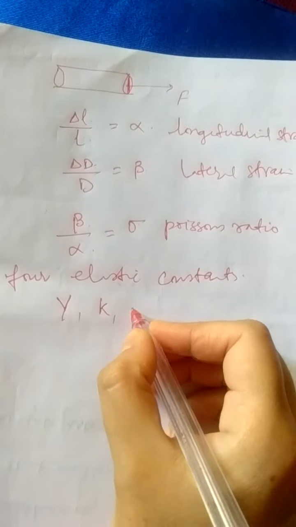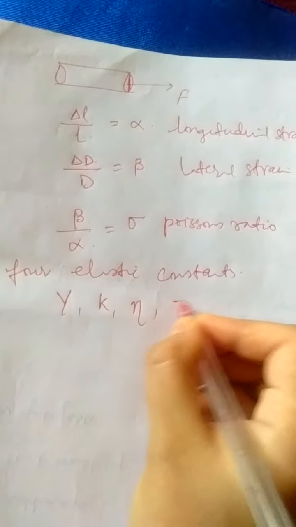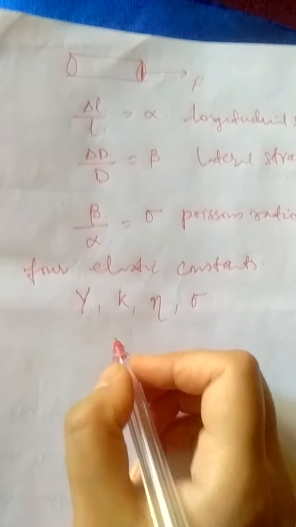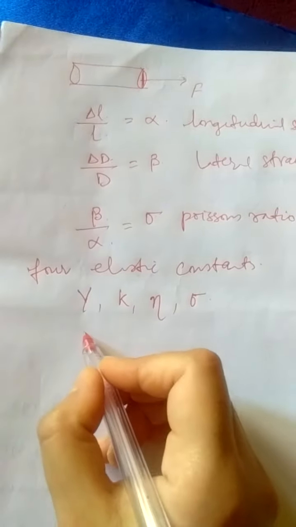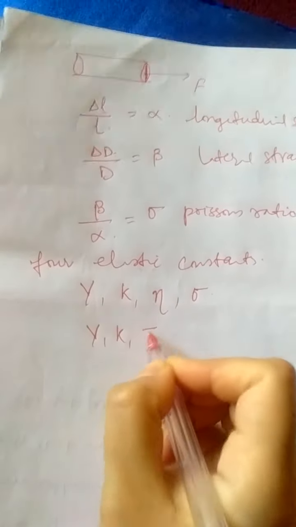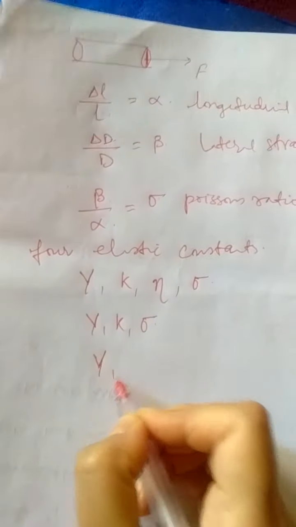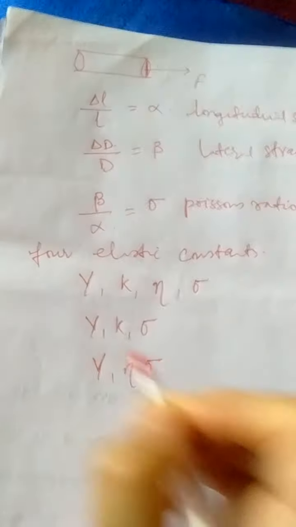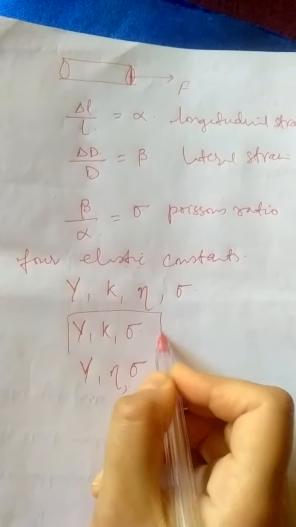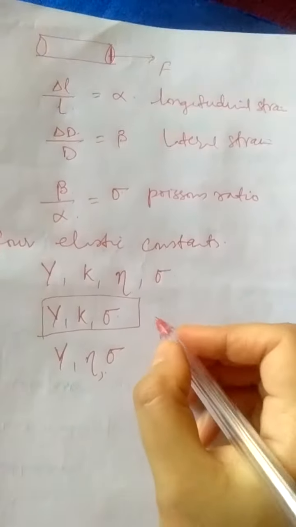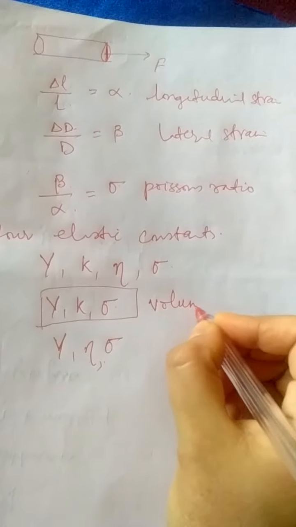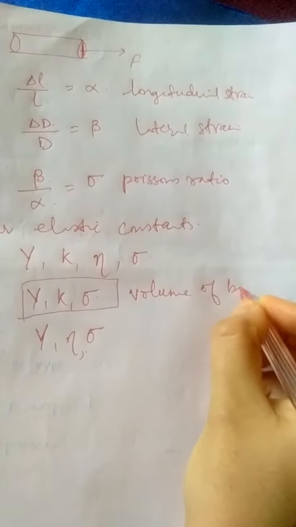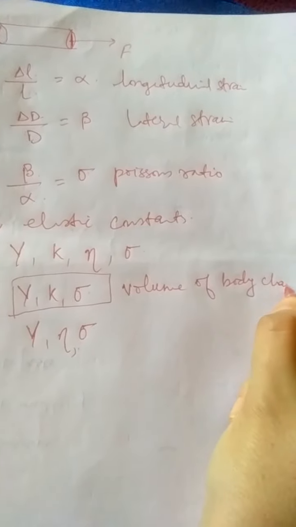Now what are the four elastic constants? Young's modulus Y, bulk modulus K, modulus of rigidity η, and Poisson's ratio σ. But remember, we can connect either Y, K and σ or Y, η and σ. And why is it so? Because this is the case which arises when the volume of the body changes on the application of force. When the volume of the body changes.